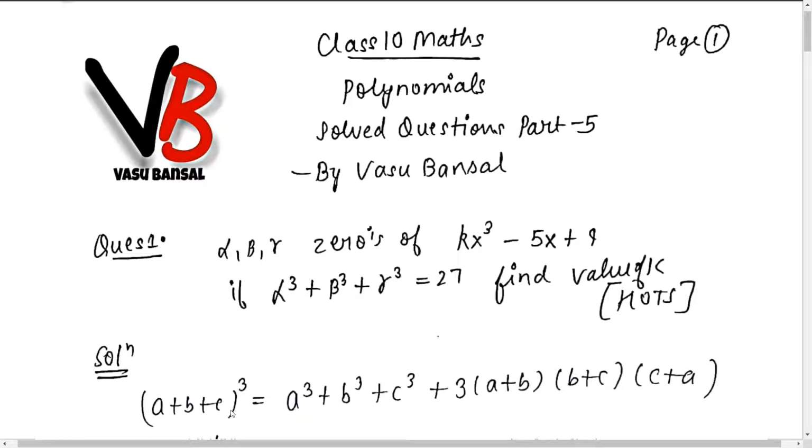(a plus b plus c) whole cube is equal to a cube plus b cube plus c cube plus 3 times (a plus b) into (b plus c) into (c plus a). So if you don't know this identity, I have also provided the proof below. But for the exam perspective, you can directly remember this identity.